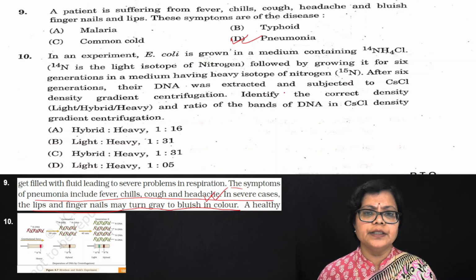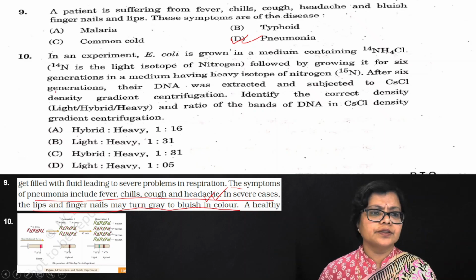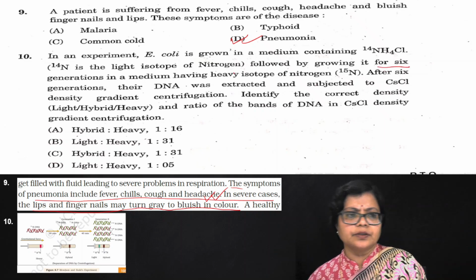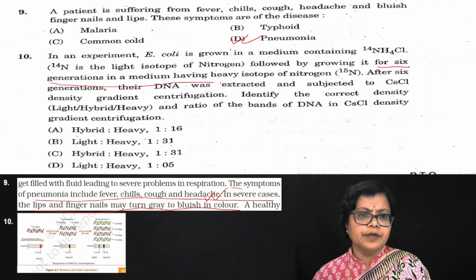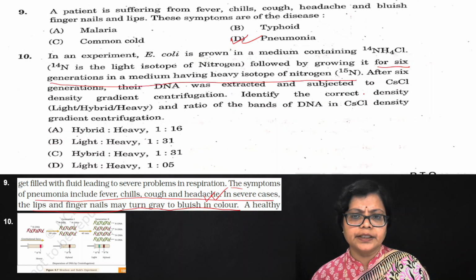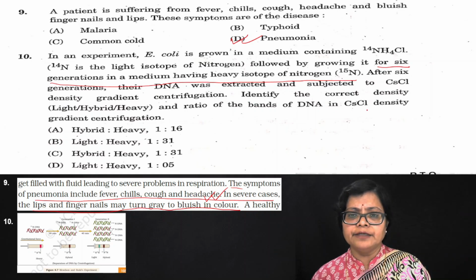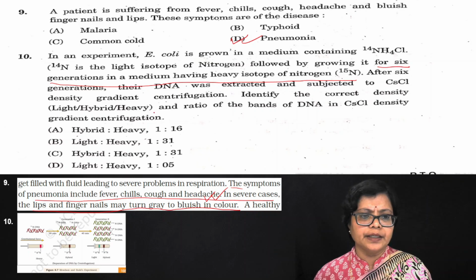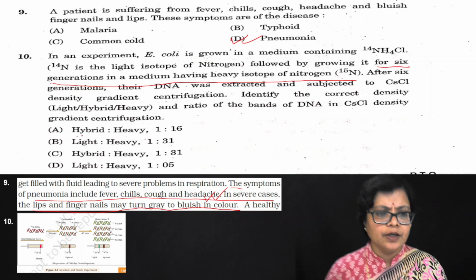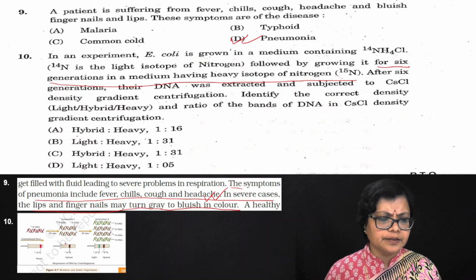In an experiment, E. coli was grown in a medium containing N14, that is NH4Cl, N14 type, the light isotope of nitrogen, followed by growing it for the 6th generation. This line is important. Generation in the medium of heavy isotope, that is N15. After the 6th generation, the DNA was extracted and subjected to cesium chloride density gradient centrifugation. Identify the correct density, light, hybrid and heavy, and the ratio of the bands of the DNA in the cesium chloride density gradient centrifugation. This is a little bit of a tricky question.